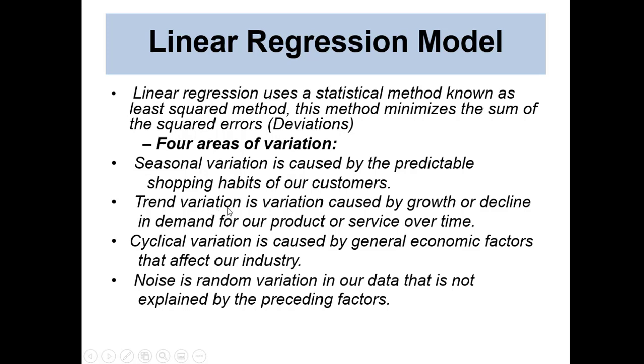Trend variation is already discussed. Trend is not a short-term movement in the data, but a long-term movement in the data. Trend variation is variation caused by growth or decline in demand for our products or services over time. So trend variation also occurs due to some situation in a specific economy. For example, when there is a dictatorship in Pakistan, the economy's variation is different from when there is a democratic government. So trend means a long-term period in the data.